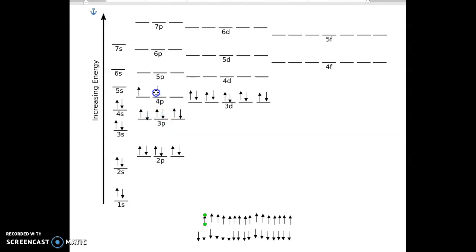And again, Hund's rule says the 32nd would have to go here, and the 33rd would have to go here. Then I can start pairing them up. So that's 34 electrons, 35 electrons, and 36 electrons. And again, now I'm using the Pauli exclusion principle, saying I can't have more than 2 in any one orbital. All right. So now I'm up to 37. That would be an electron in the 5s. And then for the 38th, I would pair that up immediately.